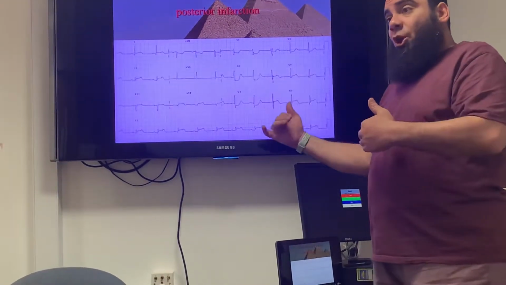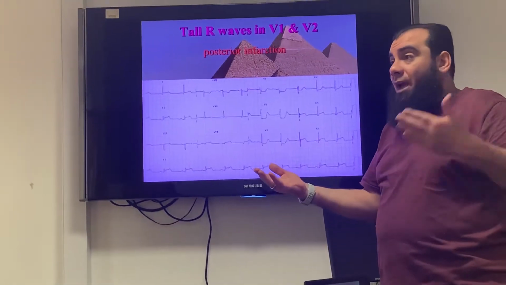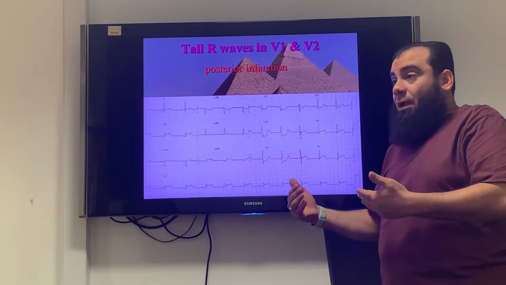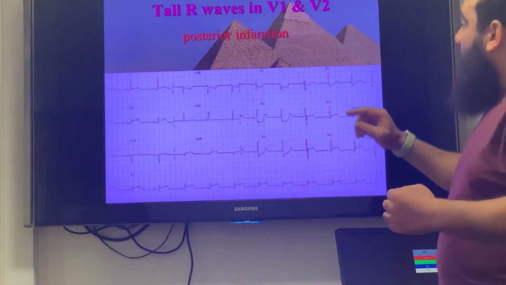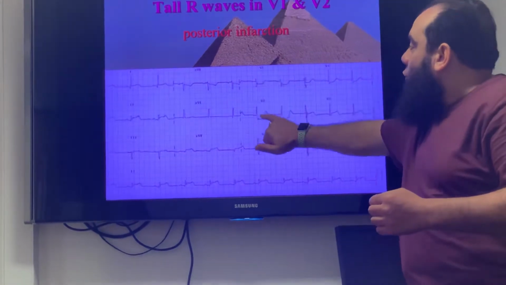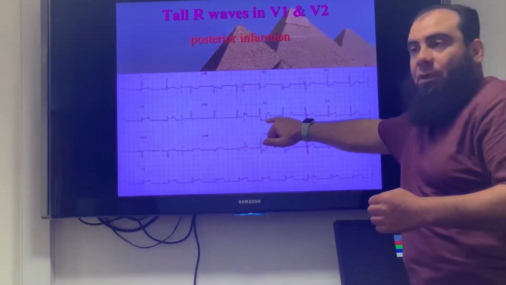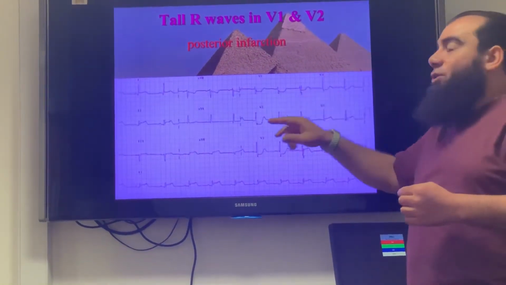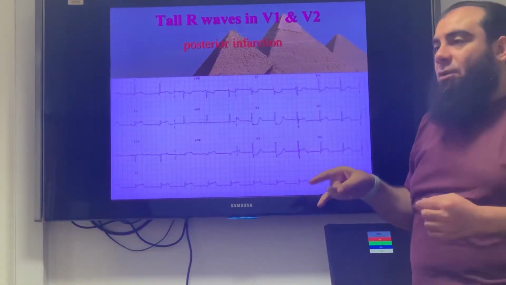I just mentioned earlier, we do not have posterior leads. We have inferior, we have lateral, we have anterior, we have septal. Is that right? But we don't have posterior, but we have clues. The presence of a tall R wave in V1, V2, up to V3 even, with ST segment depression gives us a clue about the presence of posterior infarction. It's common with inferior infarction.